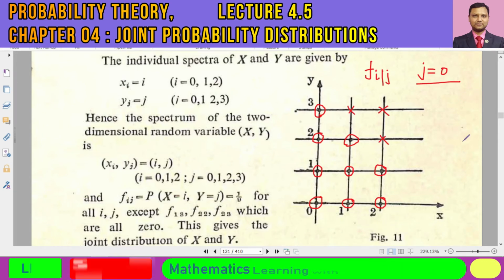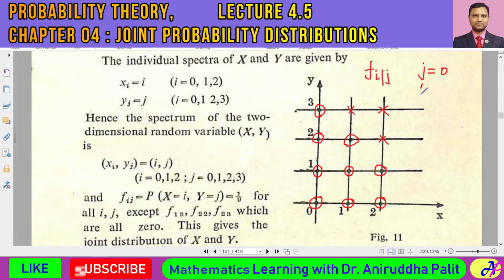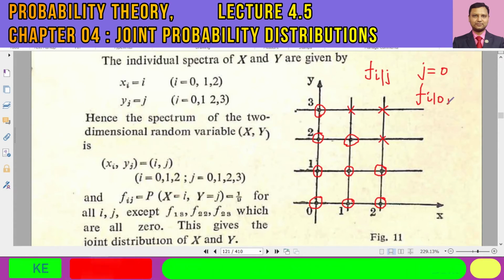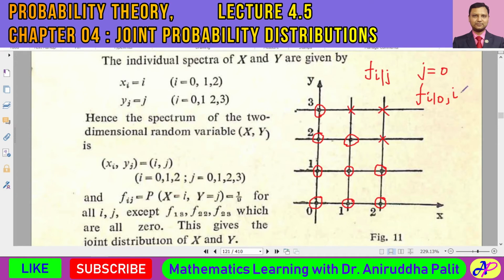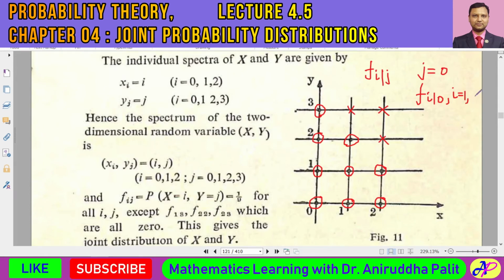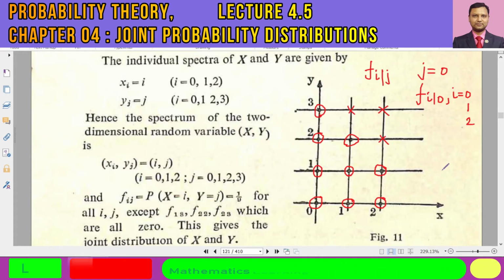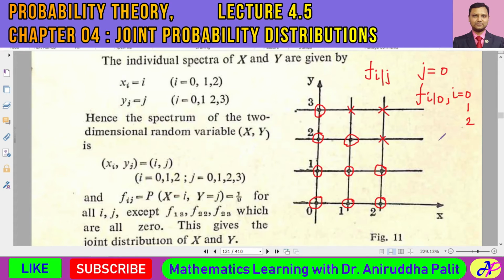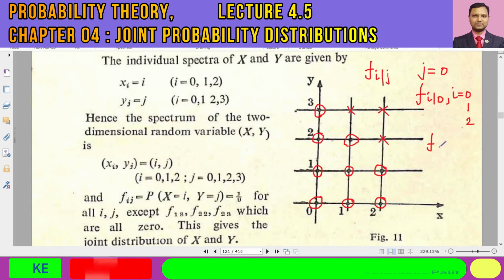Now for j equal to 0, we shall have to find f(i given 0), taking i equal to 0 first, then 1 and then 2. These are the possible three values. It should start from 0 and then 1 and then 2. So let's try to find the value for i equal to 0, that means f(0 given 0).